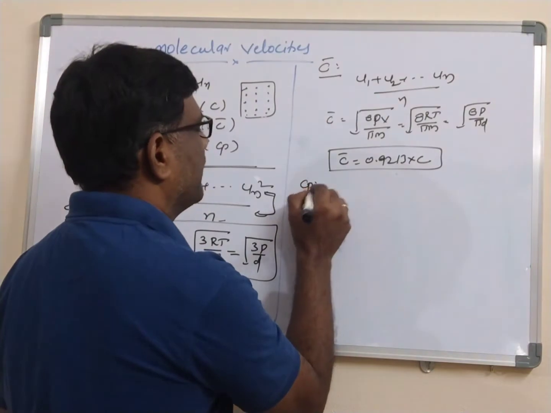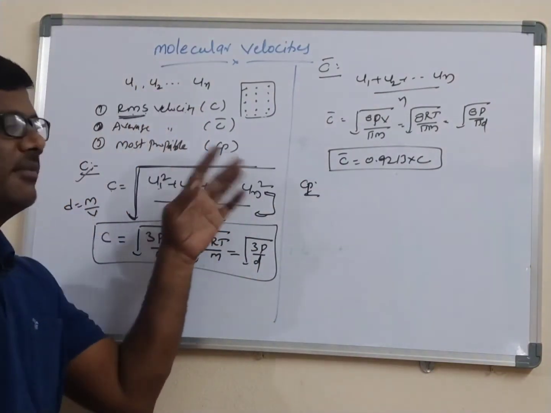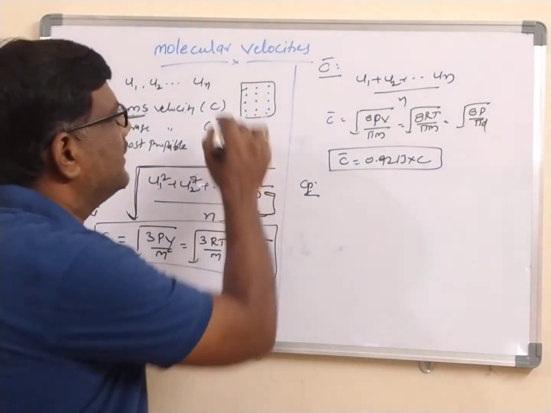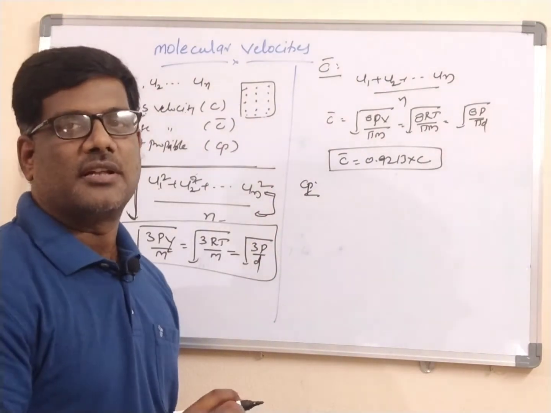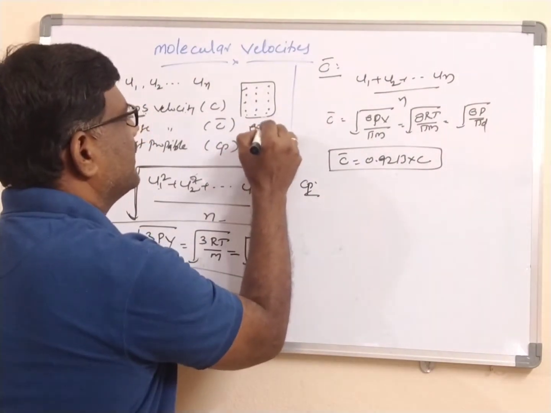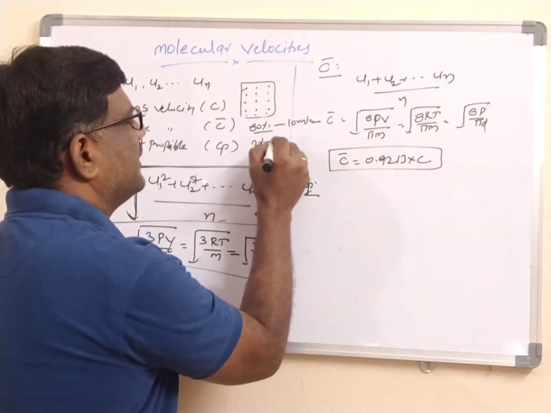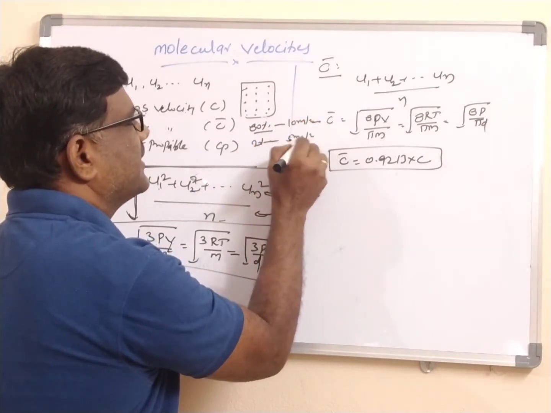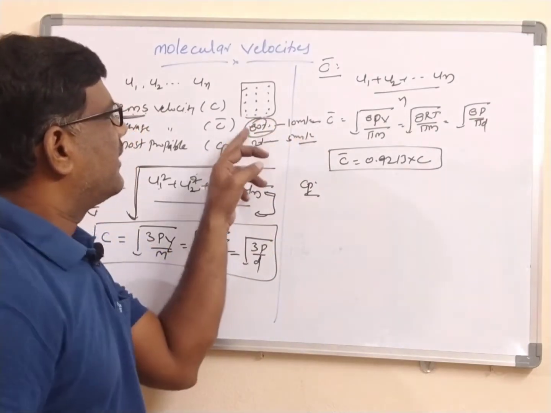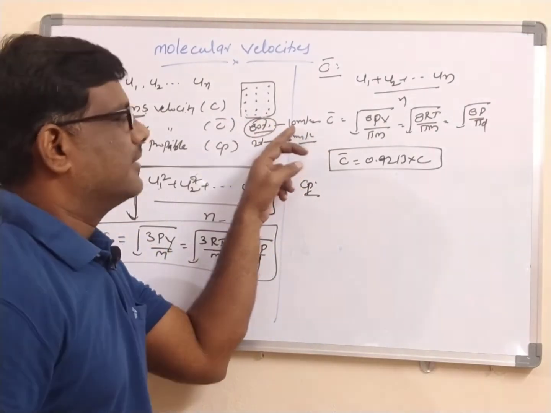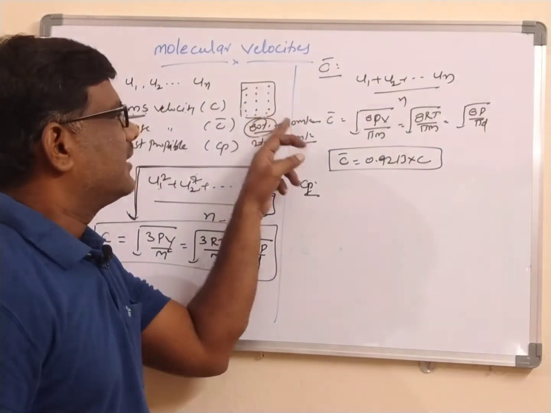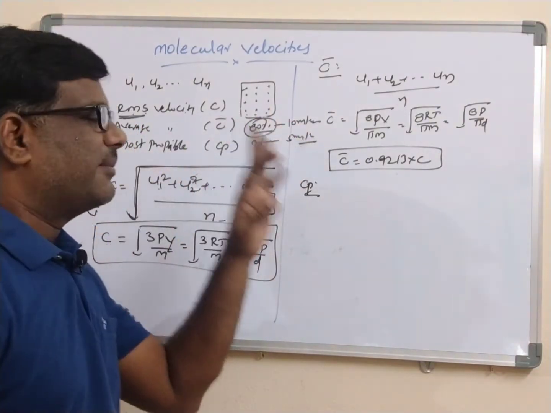CP. What is the CP? Most probable velocity. Let us take a gas with a large number of particles. 80% of the molecules have a velocity of 10 meters per second, and the remaining 20% have 5 meters per second. So the maximum number of particles has the velocity 10. The velocity possessed by the maximum number of particles is taken as the most probable velocity.